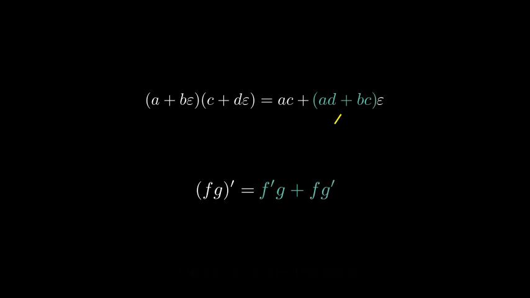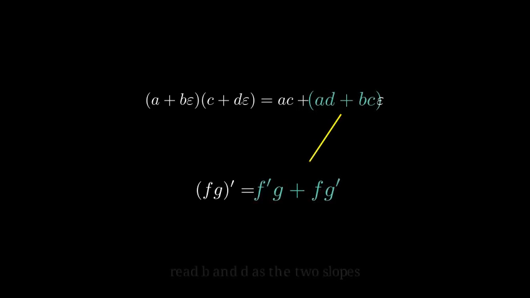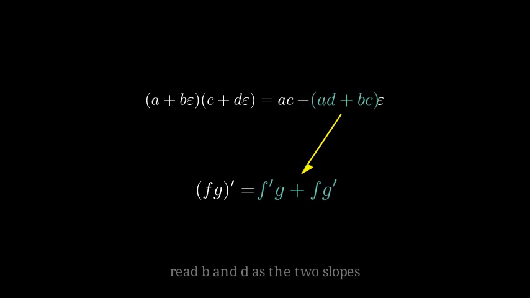When we multiplied two dual numbers, the epsilon part came out as a times d plus b times c. Read b and d as the slopes of the two factors, and that is exactly the product rule. The derivative of f times g is f prime g plus f g prime. We never coded that by hand. It is simply what dual multiplication already does.